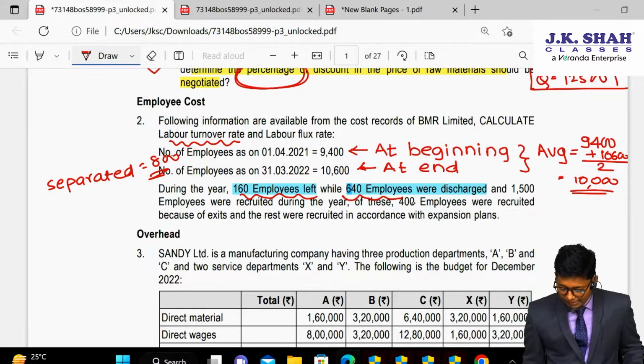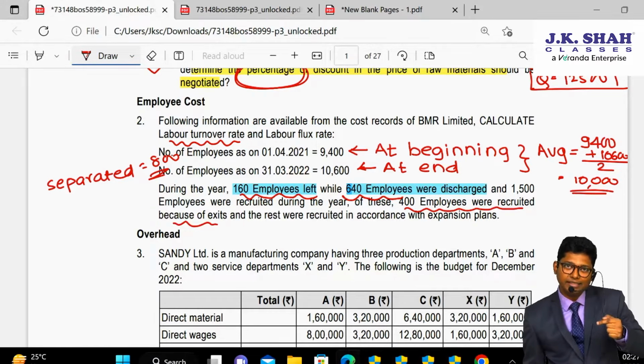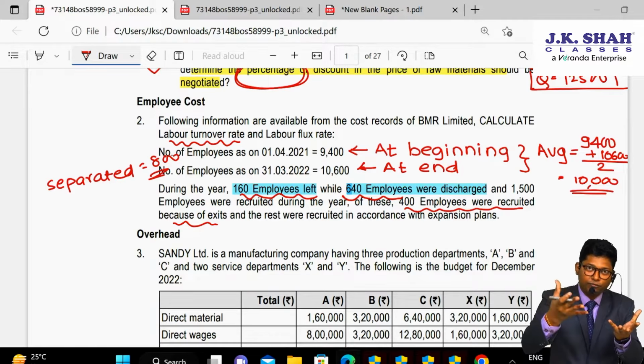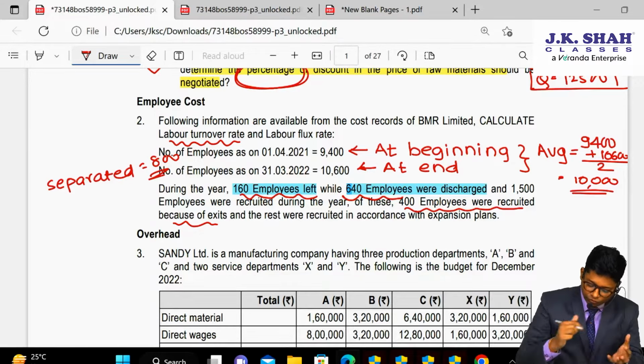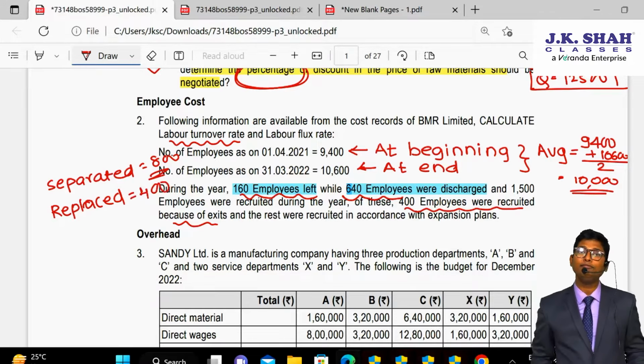Out of this, 400 employees were recruited because of exits. Because of exits, the vacancies got created, and in those places, 400 new employees came. So those new 400 employees are called replacements for the company. So the total number of employees replaced was only and only 400.